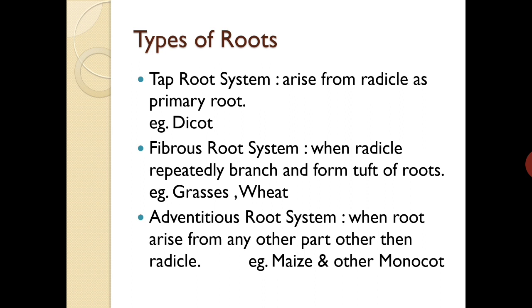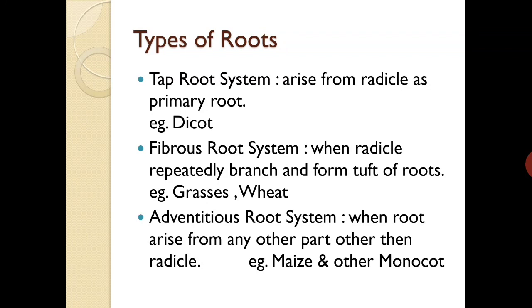So on the basis of development, as we know, in the seed there are two parts, radicle and plumule. The radicle is responsible for the development of root, and the plumule is responsible for the development of shoot. So on this basis there are three types of root system in the angiospermic plants.